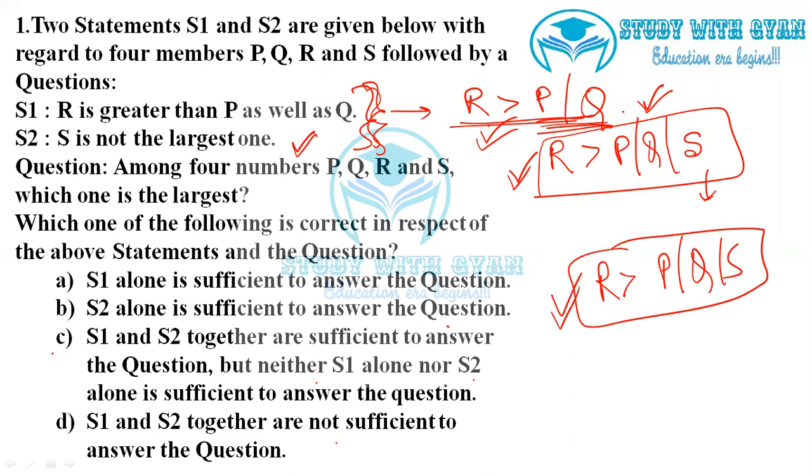So option C will be correct for this question. That means S1 and S2 together are sufficient to answer the question, but neither S1 alone nor S2 alone is sufficient to answer the question. So for question number 1, option C will be correct.